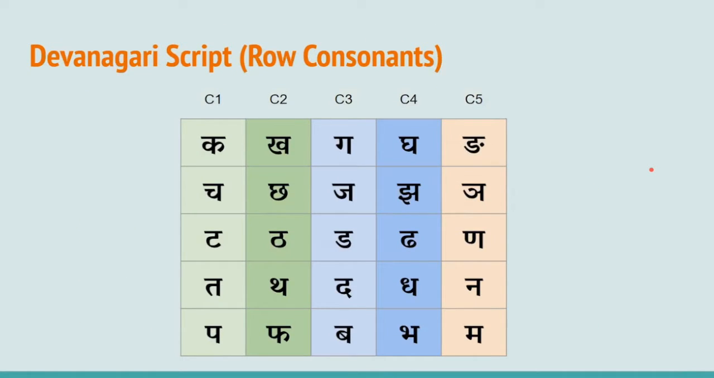Now I want participants to come on Q&A and read 3 rows together, like C1, C2, C5, or C3, C4, C5. So let me read once C1, C2. It is Ka, cha, ta, ta, pa, then Kha, chha, tha, tha, pha. Then Ga, ja, da, da, ba. This is Gha, jha, dha, dha, bha. And the last one is Nga, nya, na, na, ma.